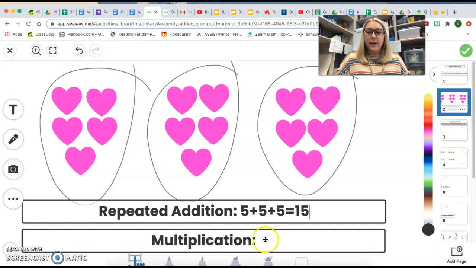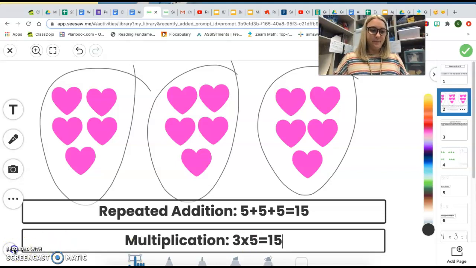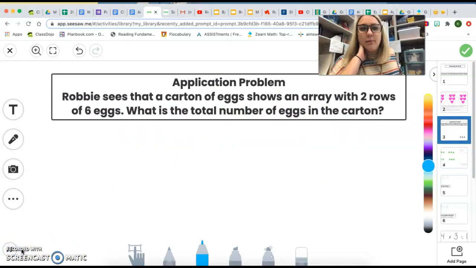All right, now if I'm going to write a multiplication equation, I know that I have 3, right? And we know that the multiplication sign is short for groups of. So 3 groups of 5, or 3 times 5. And that's going to be the same thing. 15. Good job. All right, let's do our application problem.